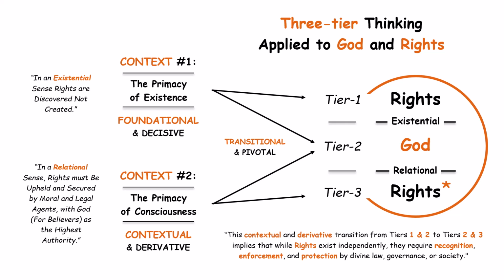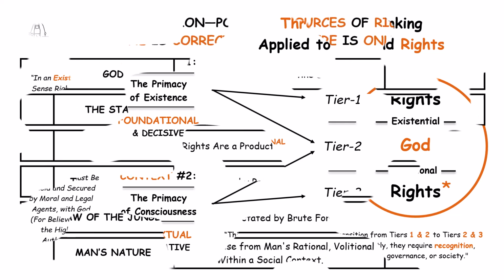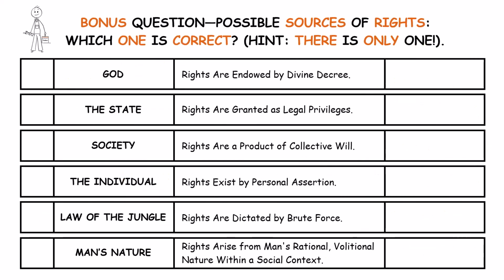With this insight in the primacy of consciousness versus primacy of existence distinction in hand, let's return to our original bonus question. Okay, we can now begin with this question. How do we know God isn't the source of rights? Because if rights were divinely endowed, they could be revoked by divine decree, making them subjective, not objective, and rooted in the primacy of consciousness, not existence.